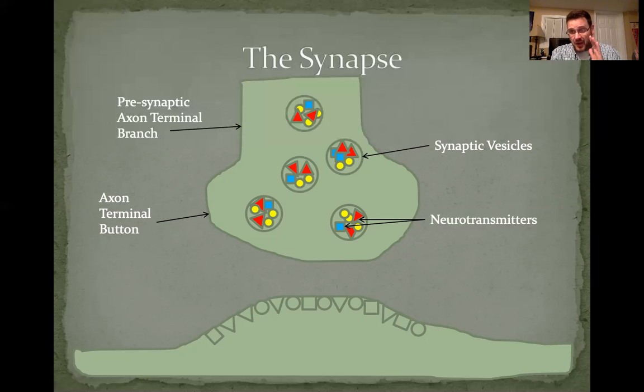Not actually red triangles, but let's say red triangles, that's dopamine, a neurotransmitter maybe you've read about already. And maybe the yellow circles are endorphins, which we'll talk about in a little bit. The blue squares are serotonin or squaretonin.